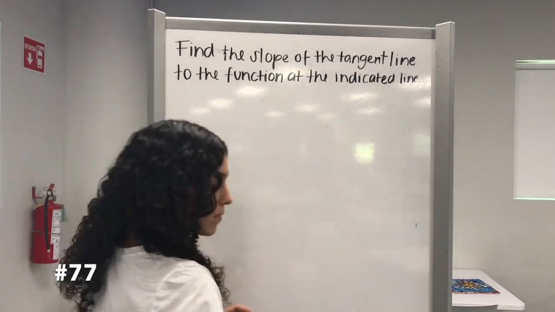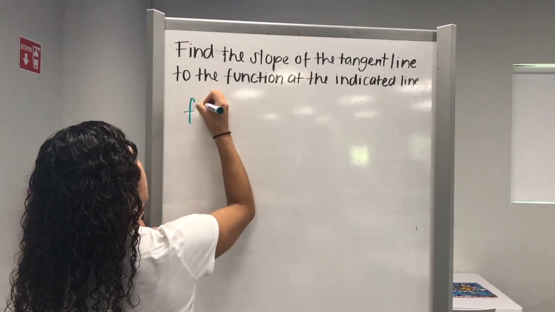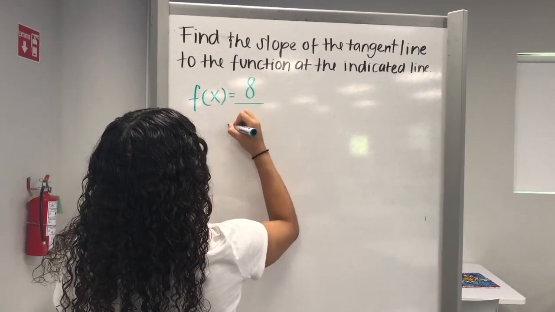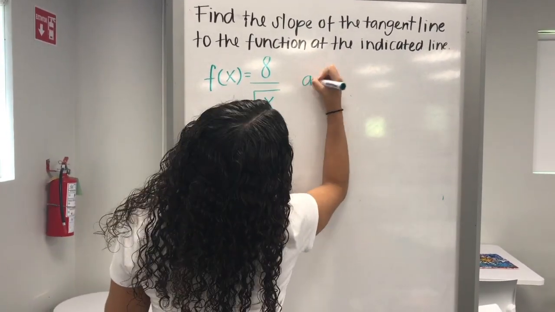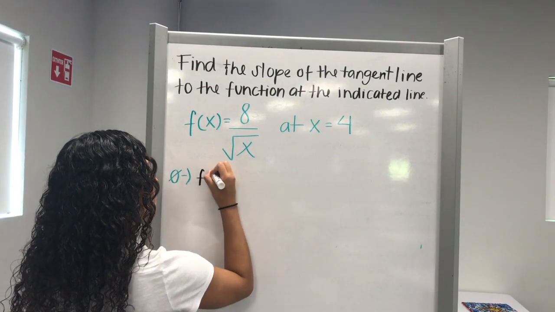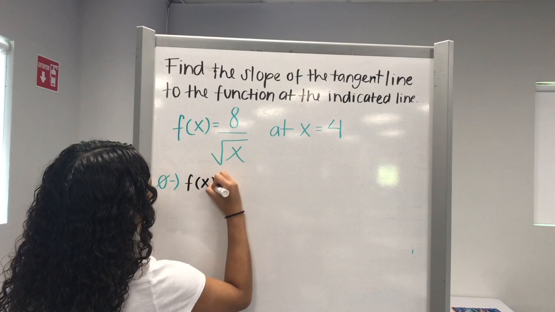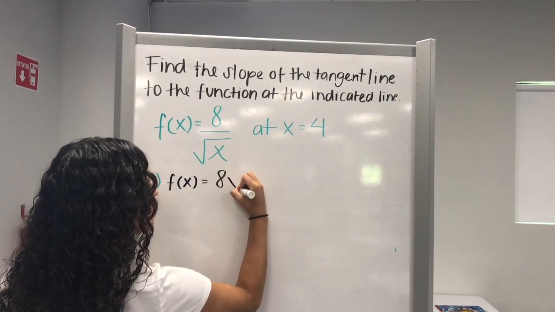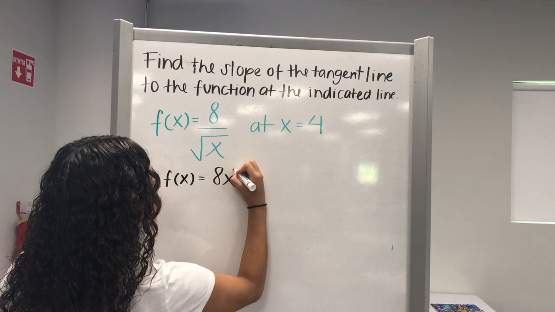Our next exercise is to find the slope of a tangent line to the function at the indicated line. Our function is 8 over square root of x at x equals 4. In this case, there is a square root, so what we will do is to convert it into an exponent. So we are left with x to the 1/2, but we are not done yet.